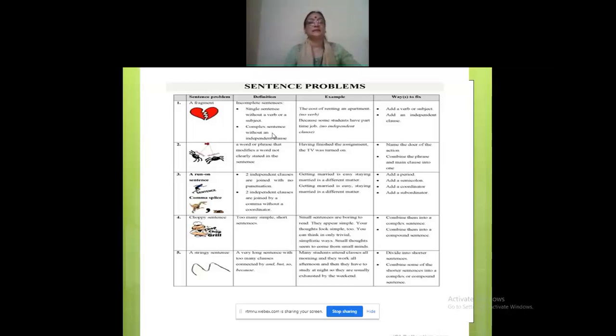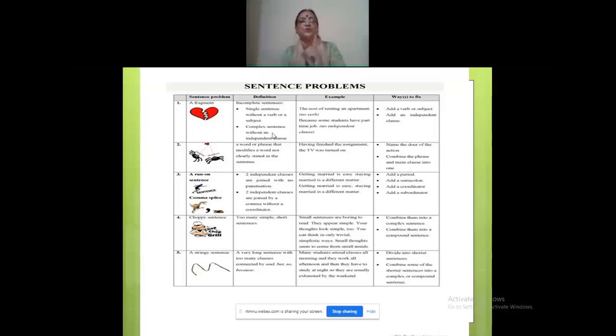Who finished the assignment? Who switched on the TV? There is no connection. So what's missing here? Who is the doer of the action? Who is doing this? So maybe, Rashmi turned on the TV after having finished the assignment. Without the subject, the sentence cannot be complete.